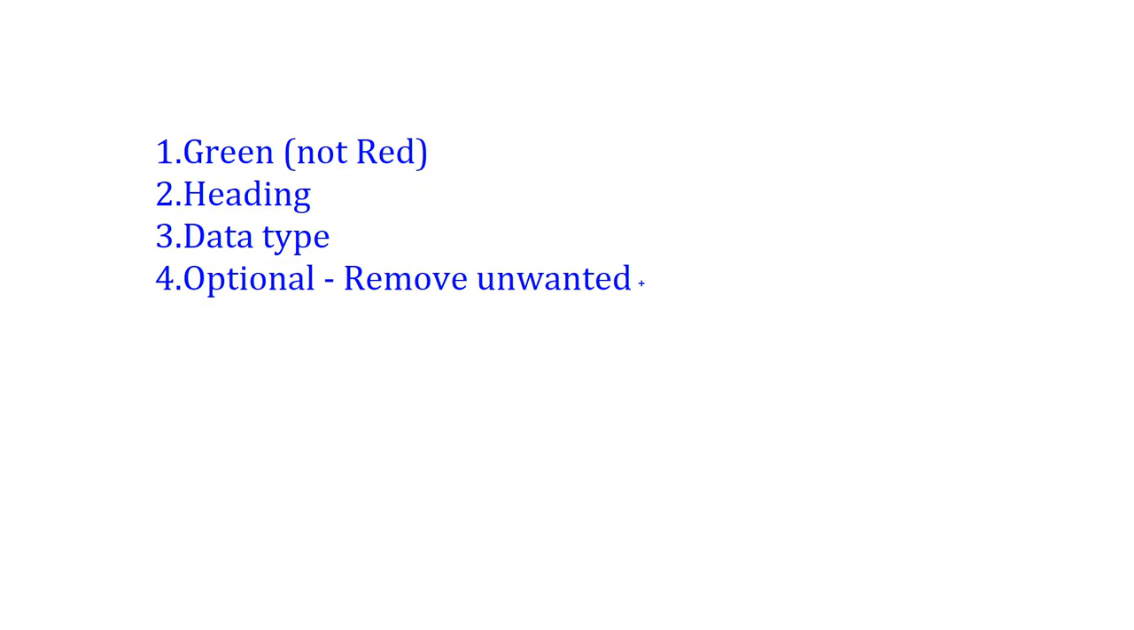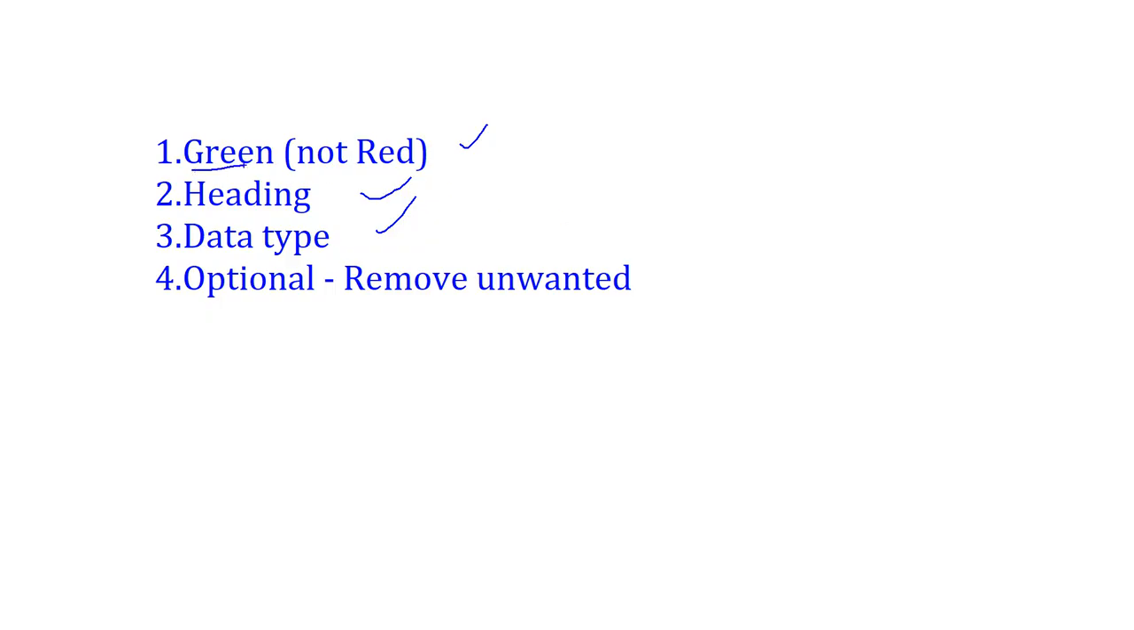For example, I have a customer database or employee database. In employee database, I have an email ID. Email ID is not required for my reporting. I have the address of the employee, which is not required for my reporting. So all that part we can remove. So remove unwanted, but the fourth one, remove unwanted, is an optional. First 3 are mandatory. You have to check whether it's green, not red. Second one is a heading. Third one is a data type. These are the 4 things you have to check. So let us check it. First we will start with this green.